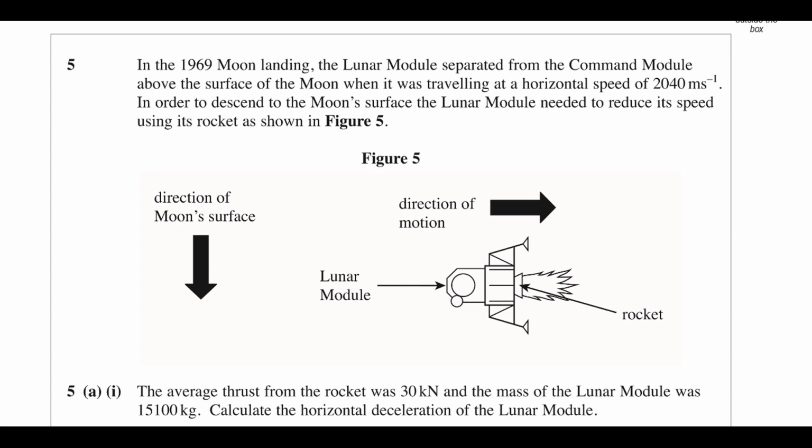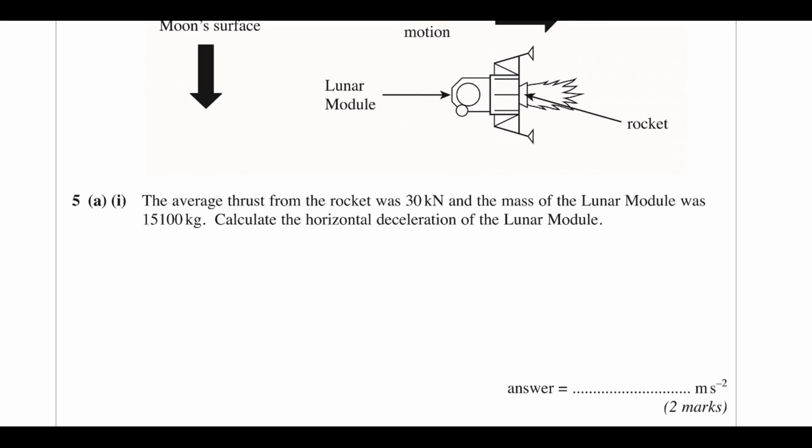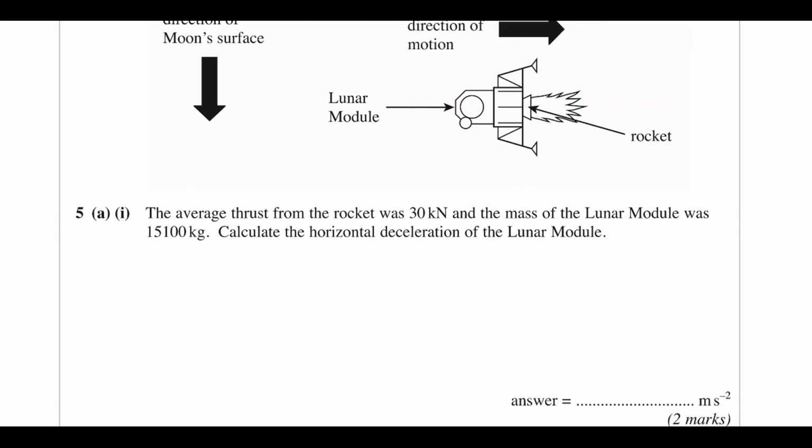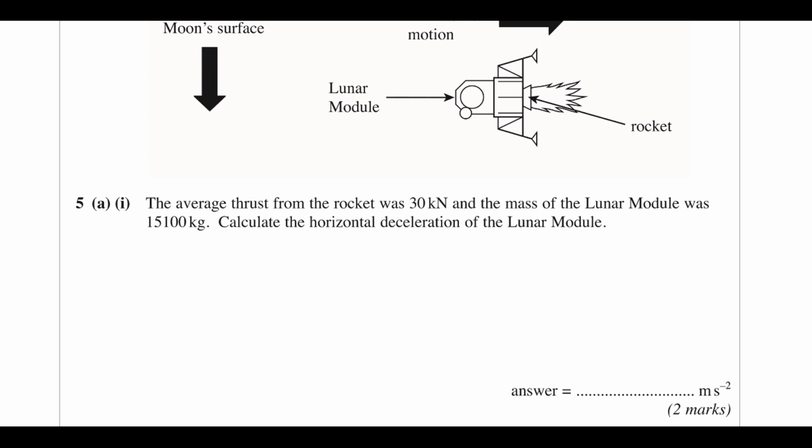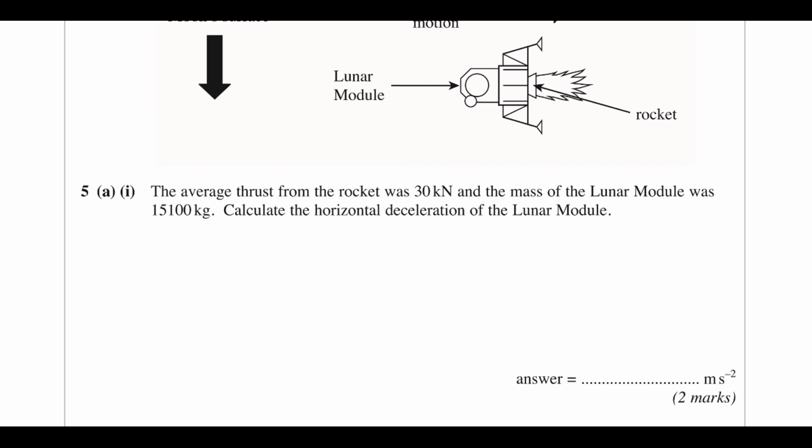Okay, so we've got during the moon landing, the lunar module separated from the command module above the surface of the moon when it was traveling at a horizontal speed of 2040 meters per second. To descend, it needed to reduce its speed using its rocket. So you can see that the rocket is firing in the opposite direction to the motion, so it's going to act to slow it down. The average thrust from the rocket was 30 kilonewtons, and the mass of the lunar module was 15,100. Calculate the horizontal deceleration of the lunar module.